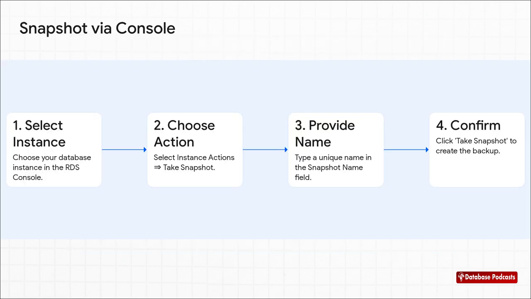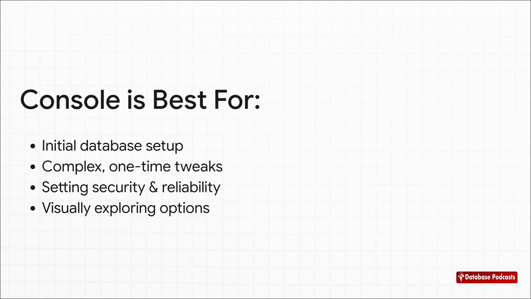For example, taking a backup, what they call a snapshot, becomes a super simple visual process. You literally just go into the console, select your instance, click Take Snapshot, give it a name, and hit Confirm. It's a guided workflow that really helps cut down on simple mistakes. So, yeah, just think of the Management Console as your go-to tool for visual, deliberate actions. You're going to use it for that initial setup, for those complex one-off tweaks, or really anytime you just want to see all your options laid out before you make a decision.